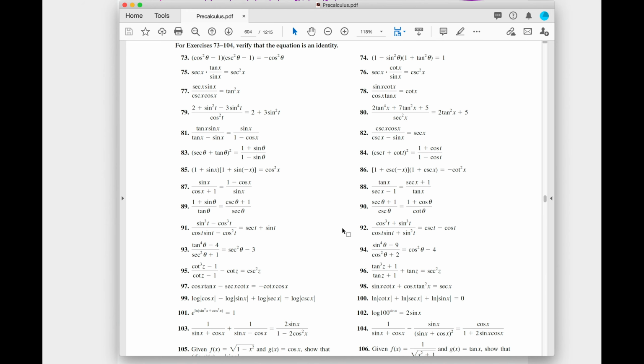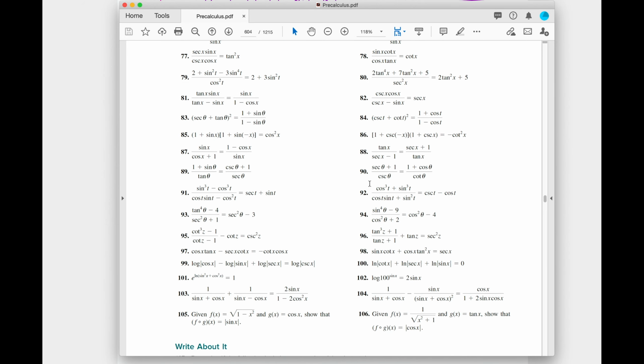Let's keep going. Let's do 1 or 2 more. Let's do one of these two. 100 or 102. Which one should we do? Let's do both of them, okay?